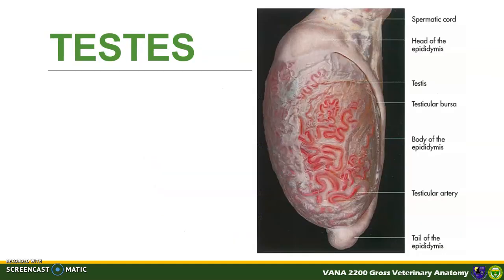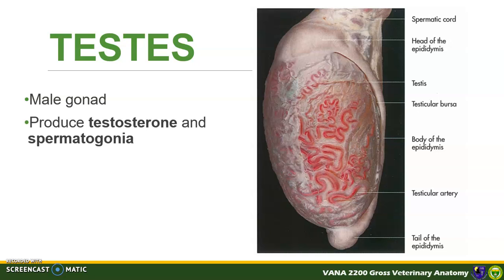Inside the scrotum is the testes. The testis is the male gonad producing the male gametes called spermatogonia. Aside from this, the Leydig cells inside the testis is producing testosterone, a hormone responsible for the male behavioral and physical characteristics. During the embryonic development, the testis is located at the abdominal area of the developing fetus.